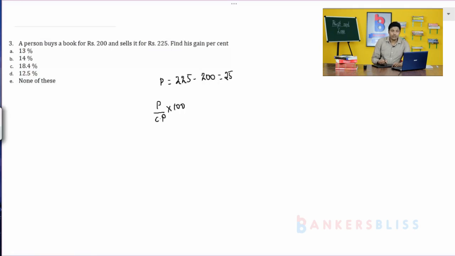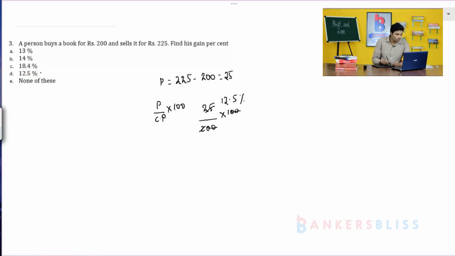See, each and every time I won't write the formula, I am going to solve directly, because you people have to save time. So to save time you have to practice in this manner only. No need to write the formula each and every time, because they won't give marks for the formula. They are going to give the marks for the ultimate answer that you give. So profit 25, cost price 200, into 100. So 2 zeros cancel. So 25 by 2, that is 12.5. So 12.5% is the profit that you got.